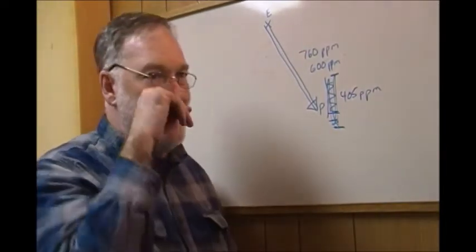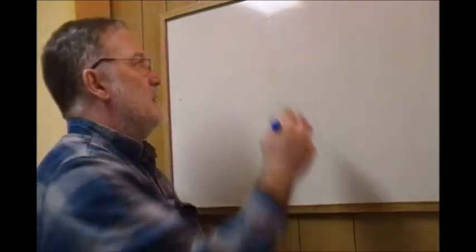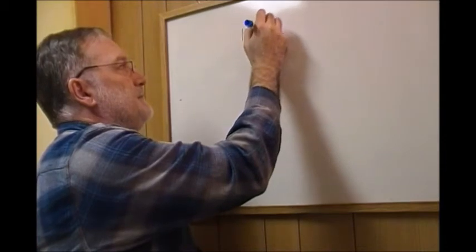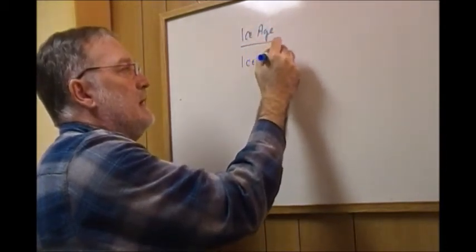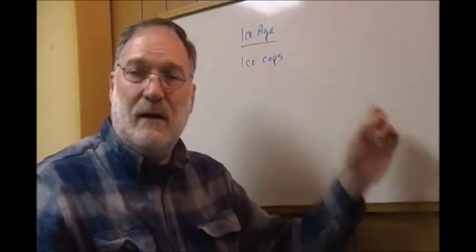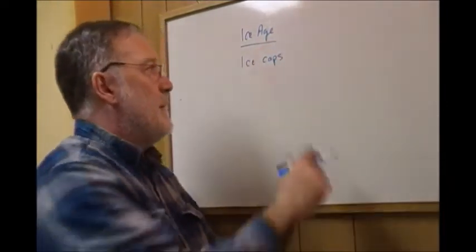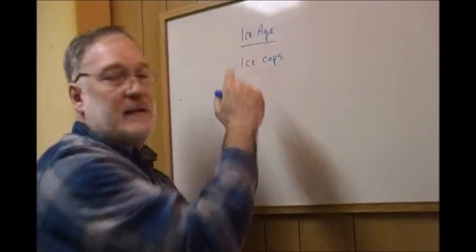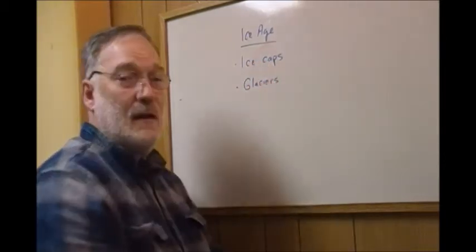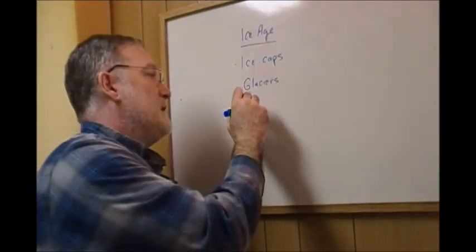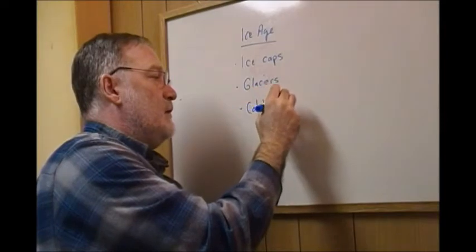What else can we say about the Ice Age? Now, we know that glaciers, ice caps, and cold, deep ocean water were produced by the Ice Age. So the Ice Age is what produced the ice caps. As the temperature was driven down, ice starts building up on Antarctica. The second thing that the Ice Age brought us was massive glaciers. And the third thing is cold, deep ocean water.